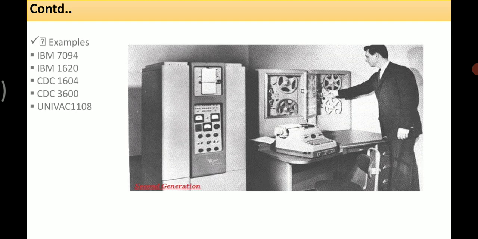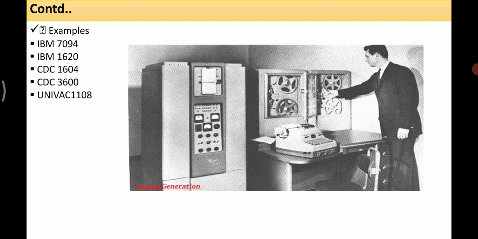So we'll see a few examples of second generation computers. We have IBM 7094, IBM 1620, CDC 1604, CDC 3600, and UNIVAC 1108. The image that we have shows a second generation computer.